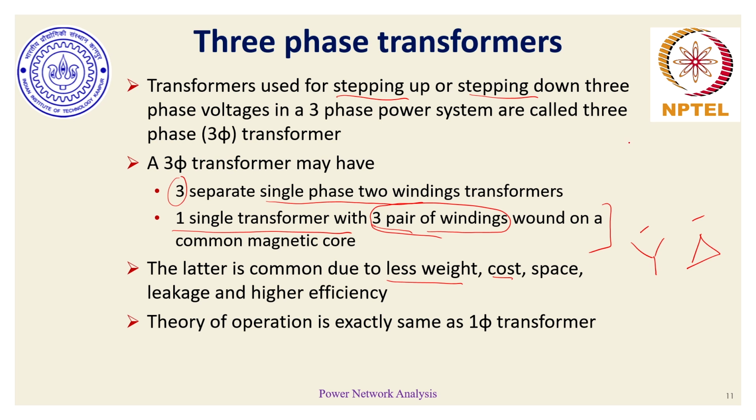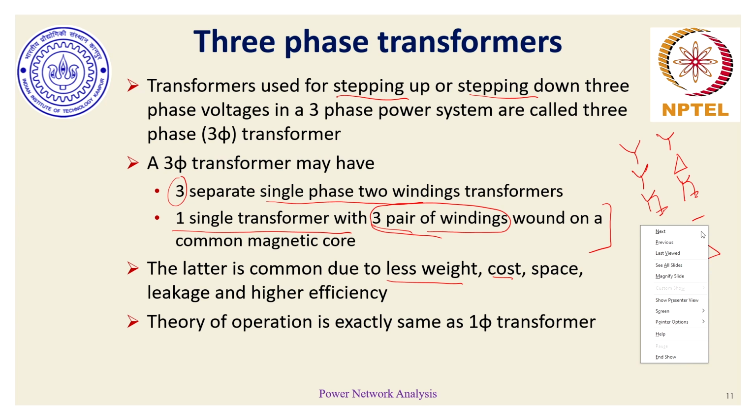The first possibility or configuration could be star-star. The other possibility could be star-delta. Next could be star-grounded, and the last common possibility could be delta-delta connection, both on the primary and secondary side.